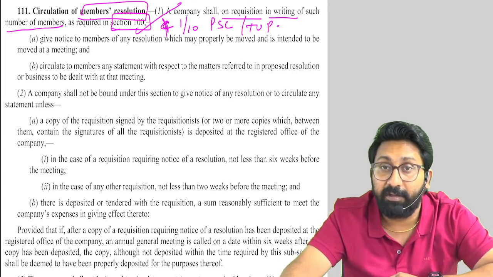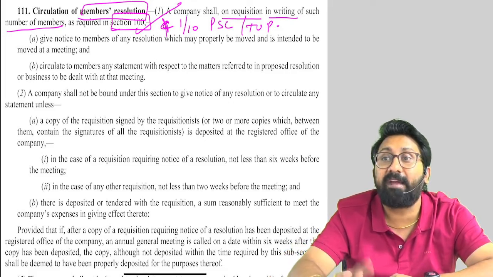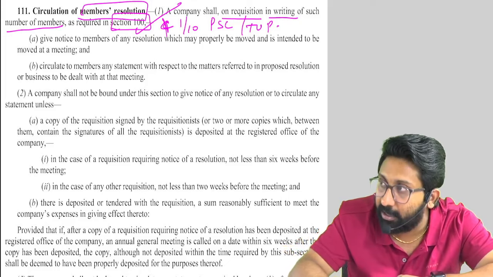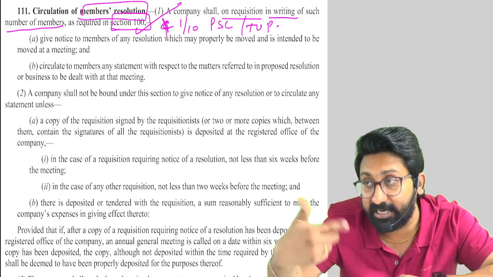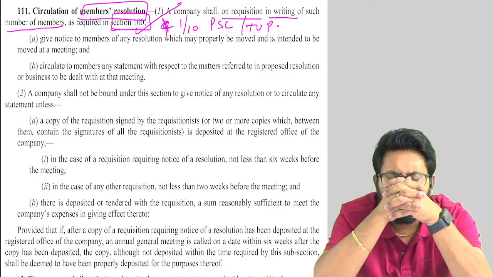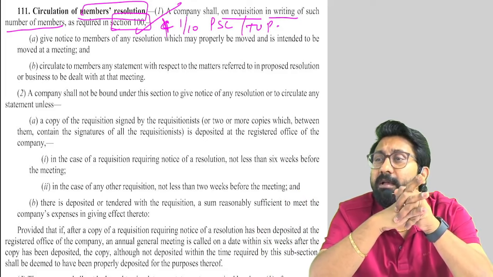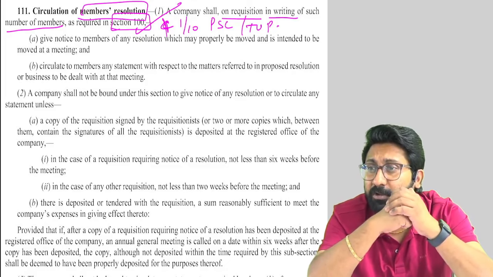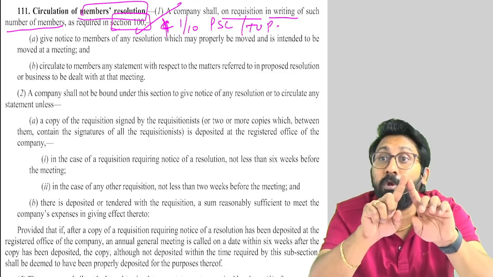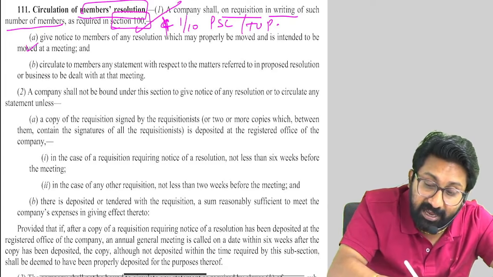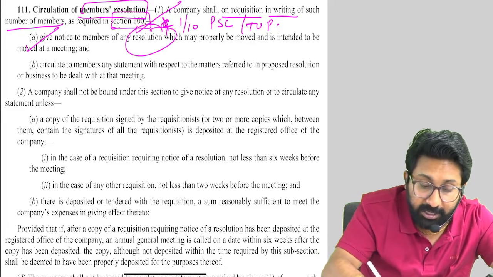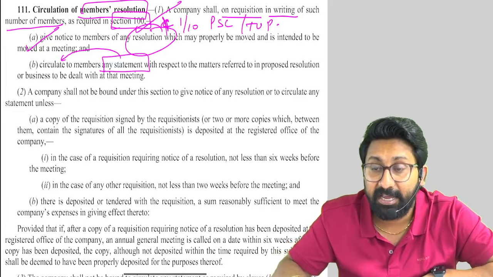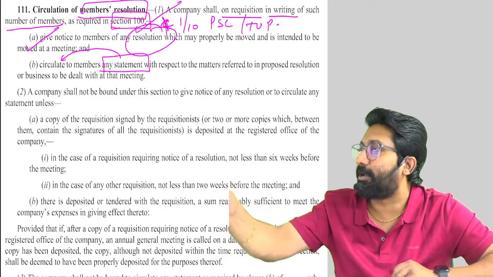Second, why is this section more magnitude and gravity carrying than 115? Reason number two. In this section, we will propose an agenda. Correct or not? Yes, sir. In 115, what will we do? Propose a resolution. In 111, what will you do? Propose an agenda. You will propose a resolution in the first case. Second one is a statement circulation. That is important. Listen carefully.